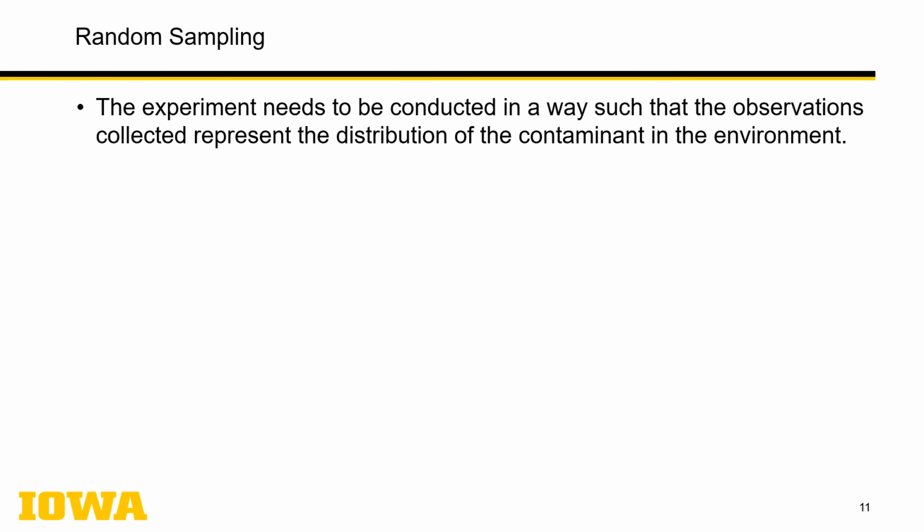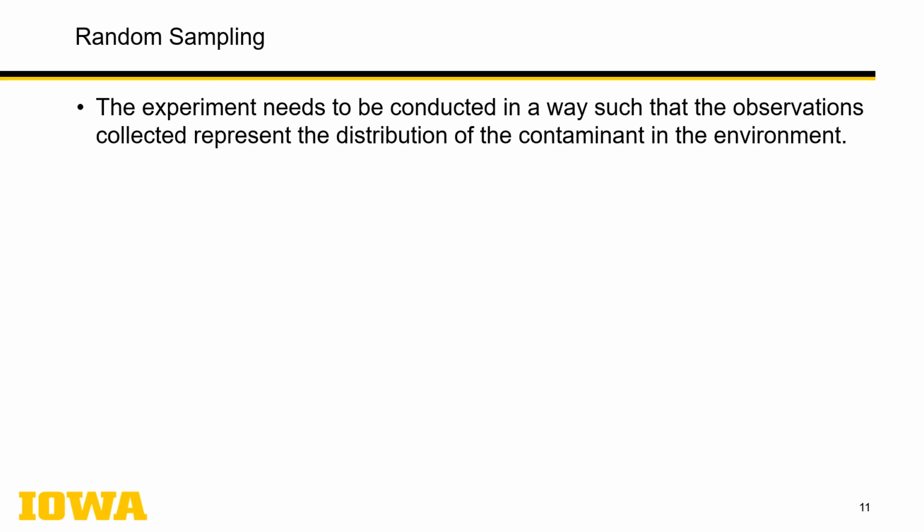Okay, now you're going to go out and start collecting some data. The experiment needs to be conducted in a way such that the observations collected represent the distribution, in this case, of the contaminant in the environment, for example. You need to have a collection of observations that should represent some of the lowest values, all the ones kind of in the middle, packed in the middle, and some of the larger ones, in order to be able to tease out a really good feeling for what the population distribution looks like.